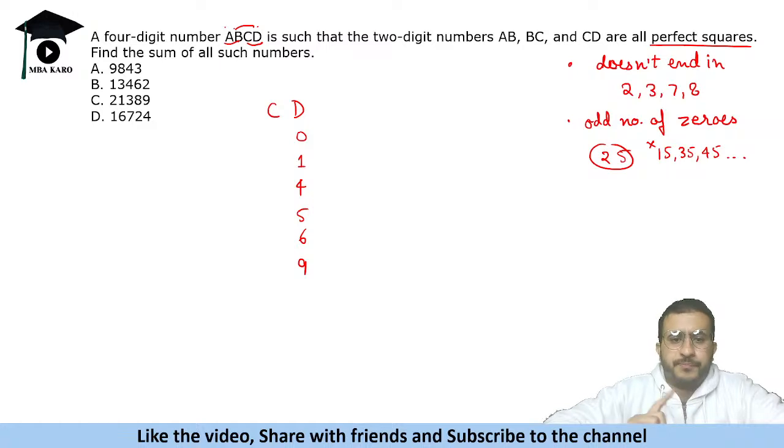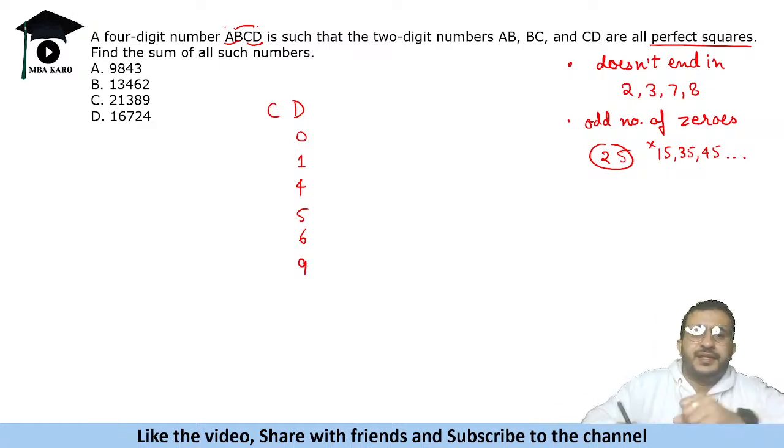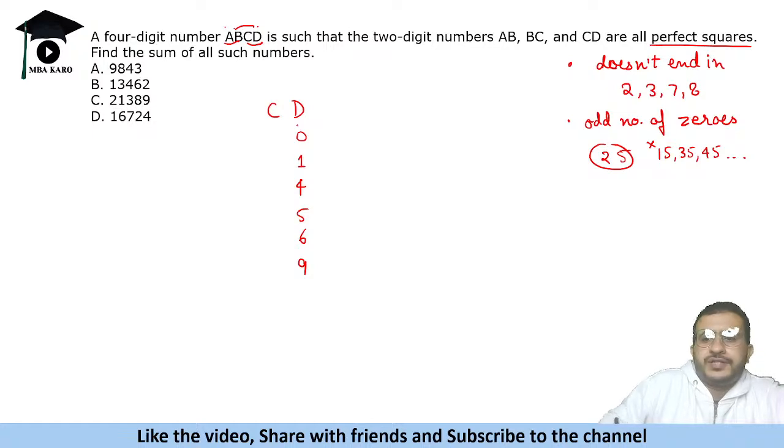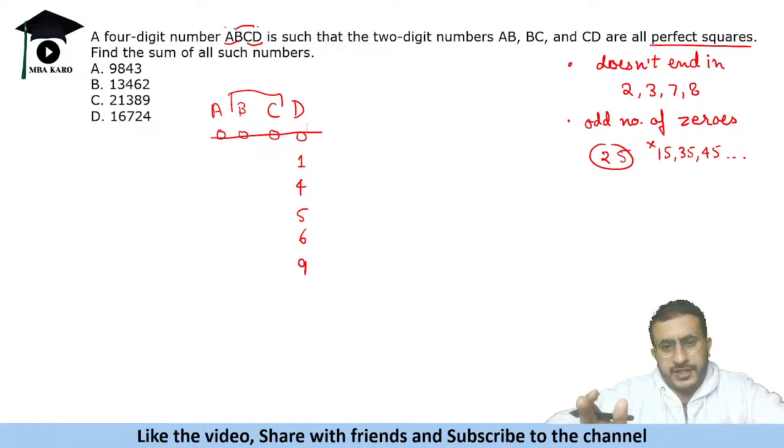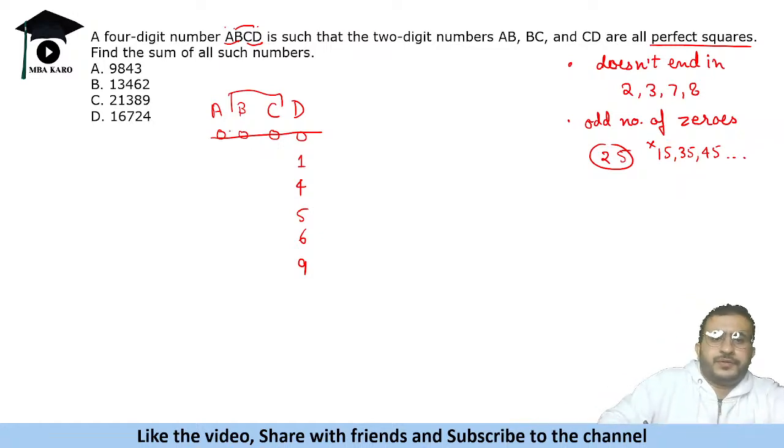Now we are given that CD is a perfect square. CD can be a perfect square with D as 0 only if C is 0. Now if C is 0, that means B should also be 0, because BC is also a square and we cannot have an odd number of 0s. Then subsequently that makes A also 0. So this is not possible. We cannot have all 4 digits as 0; it won't be a 4-digit number. So this can be ruled out.